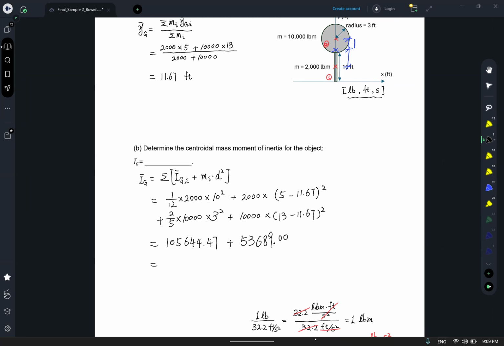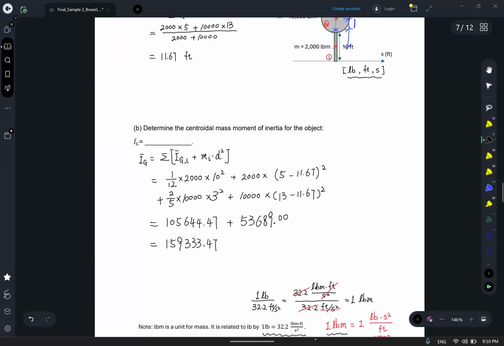Now we take the summation of the two. It is 159,333.47. So the unit here is a little bit tricky. You can write it directly as pound mass times square feet. The unit of mass moment inertia is always the unit of mass times the square of the unit of length here.